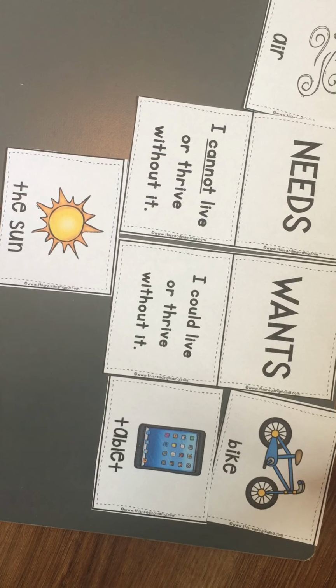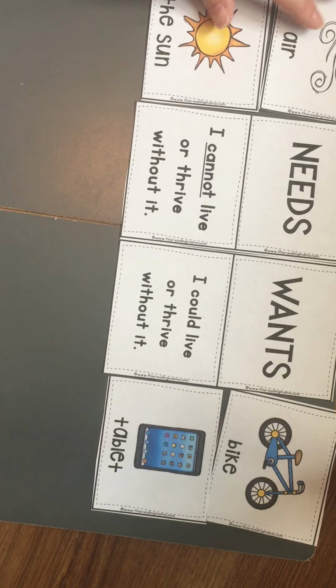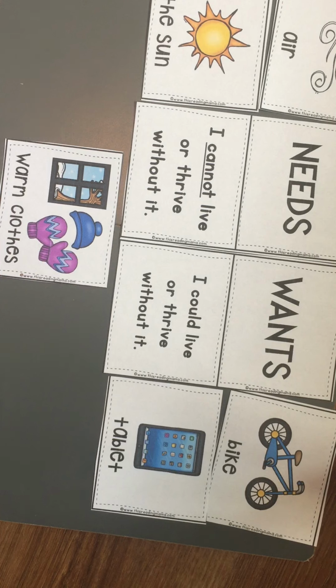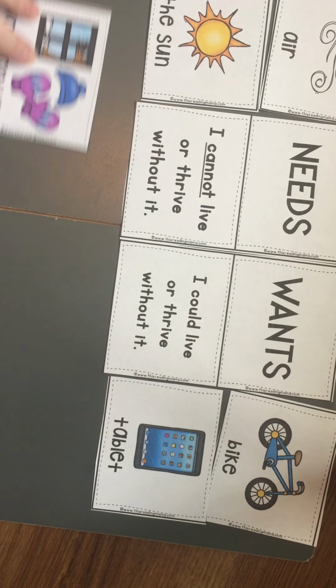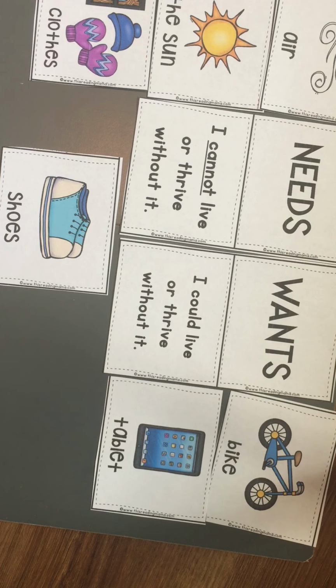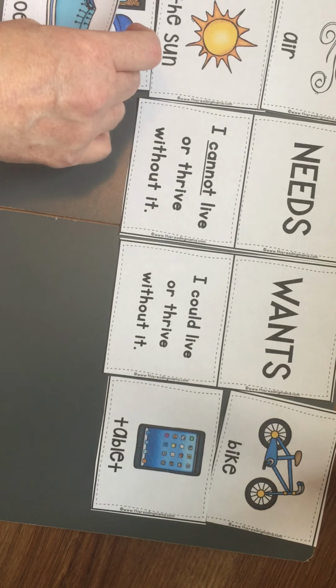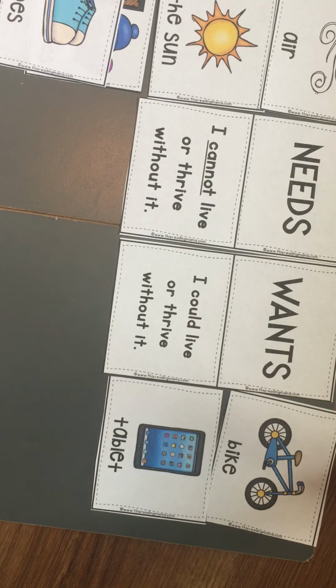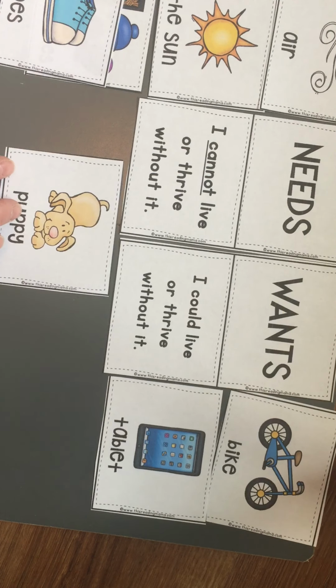How about the sun? Do we need the sun to live or do we just want the sun to shine? That's right. Well, if you think about it, we kind of need the sun for everything because that's how our plants grow. How about warm clothes? Do we need warm clothes or we just want them? Well, when it's cold out, we would definitely need them, not just want them. How about shoes? Shoes we kind of need. Different types of shoes, we might say, well, we don't need anything fancy, but we need shoes on our feet.